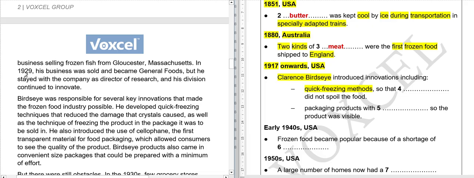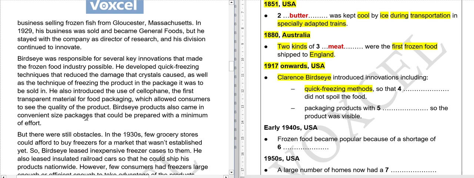In 1929, his business was sold and became General Foods, but he stayed with the company as director of research, and his division continued to innovate. But till now we haven't read something about this. Birdseye was responsible for several key innovations that made the frozen food industry possible.